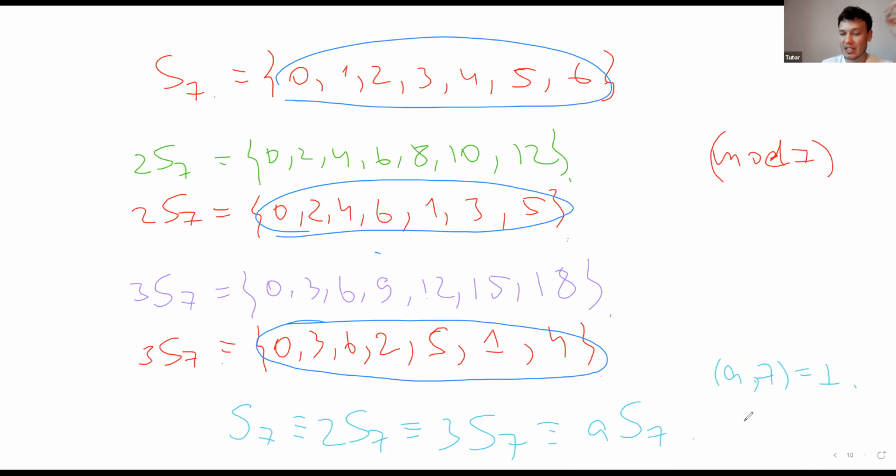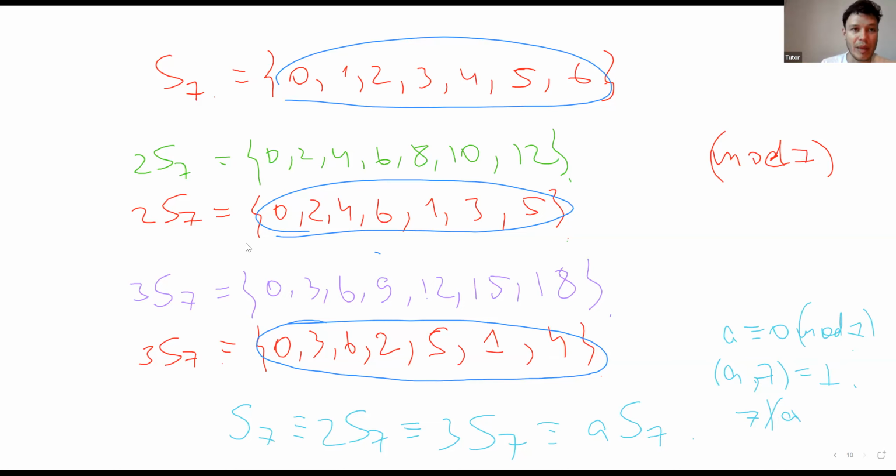So what does it mean for A and 7 to be good? It means that 7 doesn't divide A, right? It means that A is not congruent with 0 mod 7. Why is that the case? Because 7 has only two possible divisors, 7 and 1. So if their common divisor is not 1, then their common divisor has to be 7, so 7 would have to divide A. But if A and 7 are good, then this is always the case, right?